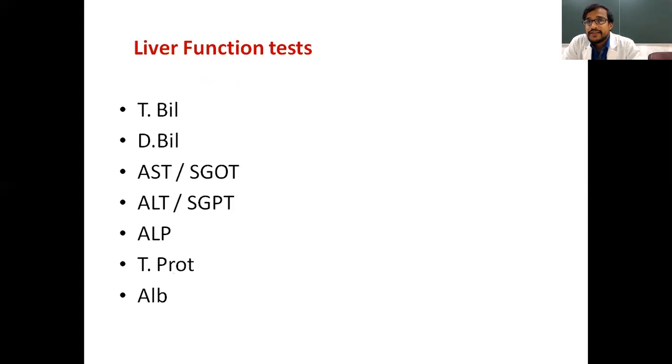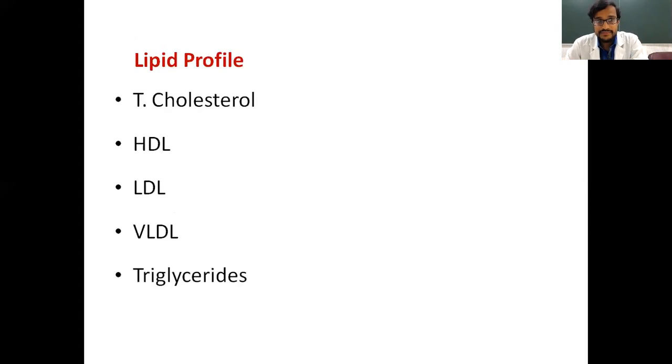And liver function tests. If a patient is affected with liver diseases, there will be a change in these parameters: total bilirubin, direct bilirubin, AST, ALT, alkaline phosphatase, total protein, and albumin. If the patient is suffering from liver disease, there will be variation in the normal levels of these parameters, and then we can suspect liver disease.